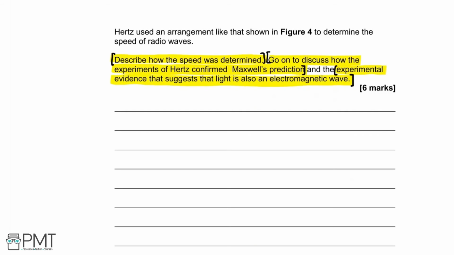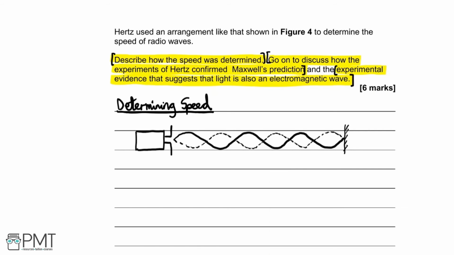So the first section is going to be on determining the speed. The first thing to include would be a diagram with a transmitter and then some kind of surface to reflect the waves back so that we can set up some stationary waves. So we've got our transmitter with a dipole and a reflecting surface at the other end. We've then got the standing wave in the middle. It would be useful to label this diagram.